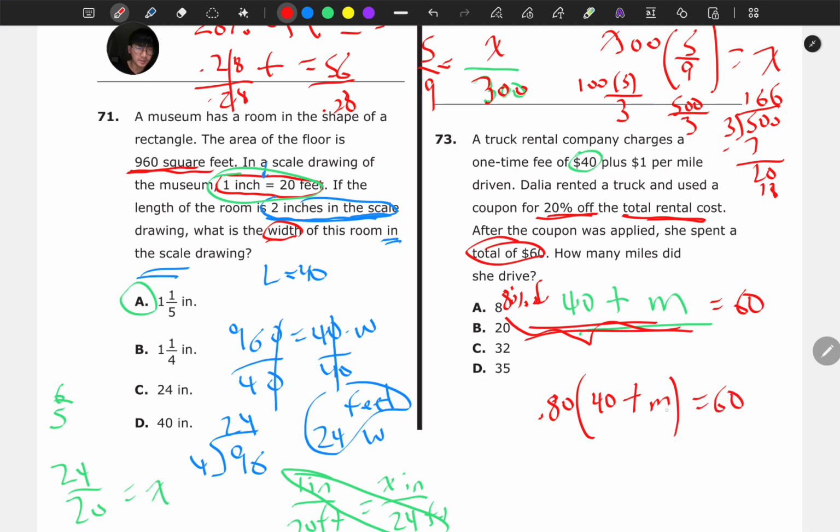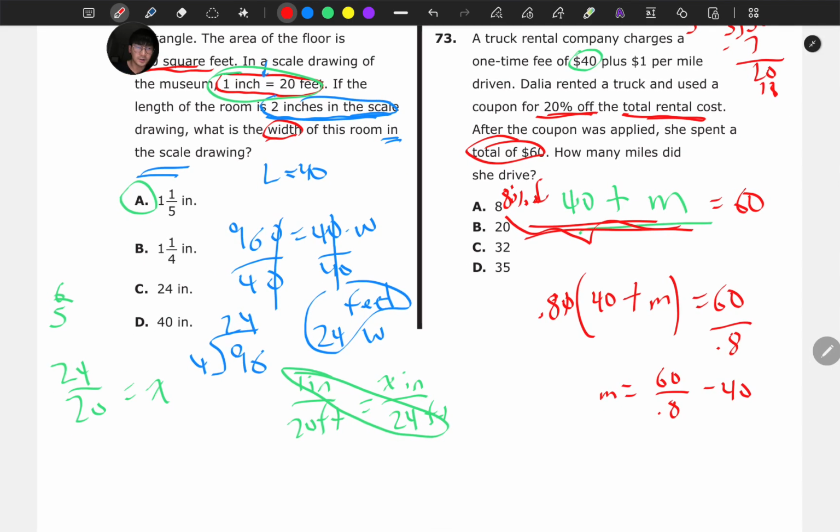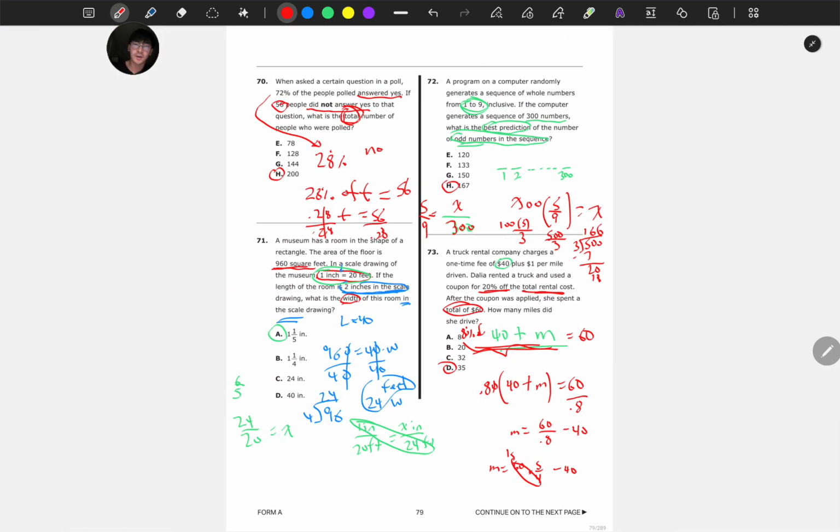So let's do that. You can divide both sides by 0.8, and then you get 60 divided by 0.8 minus 40 is equal to m. Okay? I'm being very, very lazy here, but for the sake of teaching, let me just finish this. 0.8 is the same as 4/5, and dividing by 4/5 is the same as multiplying by 5/4, minus 40. So 60 over 4, that's 15. 15 times 5 is 75. 75 minus 40, so the answer has got to be D. Okay, great. Next page.